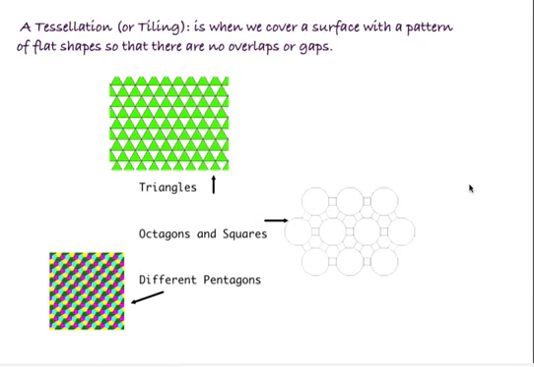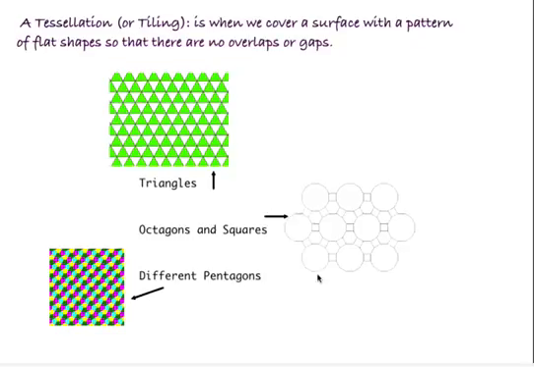A tessellation, or tiling, is when we cover a surface with a pattern of flat shapes so that there are no overlaps or gaps. So if we look at the tessellations I have here as examples, this first one is a triangular tessellation, and you can see the entire paper is covered with a tessellation pattern. It's repeated and they're all touching and there are no gaps.